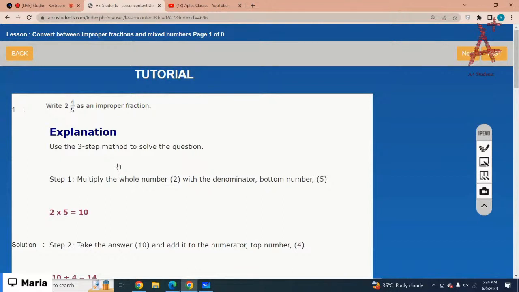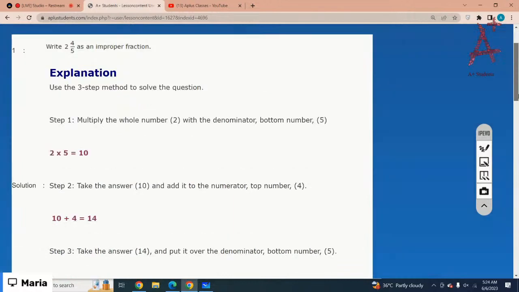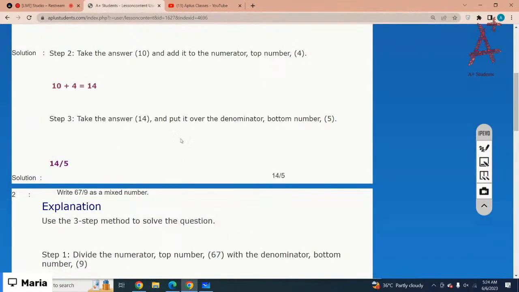That would be 10. Then you have to take the answer 10 and add the numerator. You have to do 10 plus 4. That would be 14. And then you write down the denominator as it is. So it would be 14 over 5. Got it?